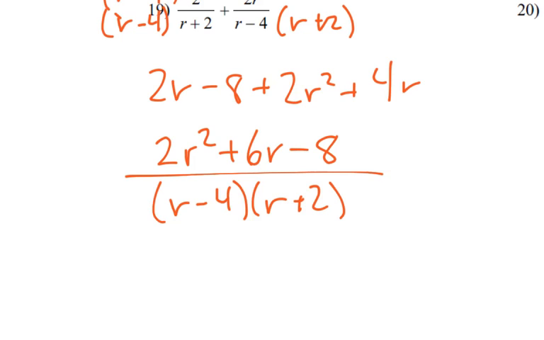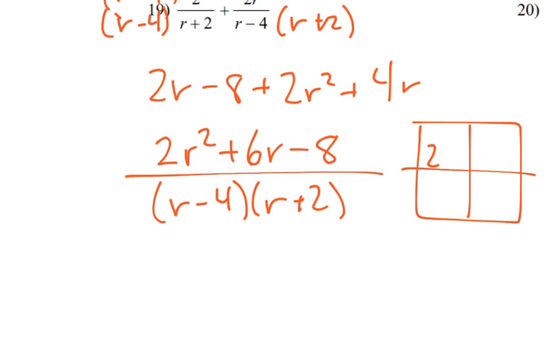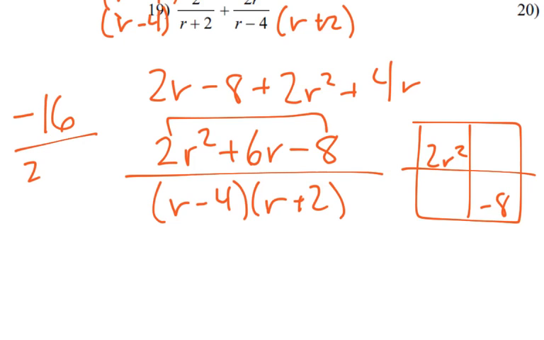Okay, now we would want to look to see if we can simplify that top. So 2r squared, negative 8. Negative 8 times 2 would give us negative 16. Can any of those add up to be a positive 6? Yeah, negative 8 and positive 2, right? So 2r minus 8 and r plus 1.